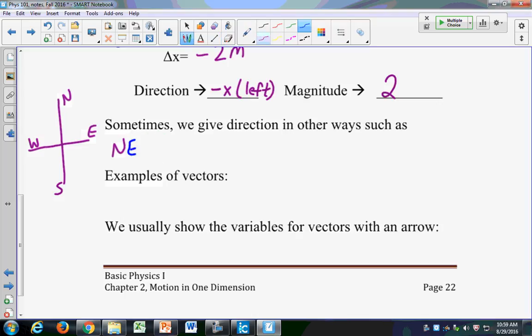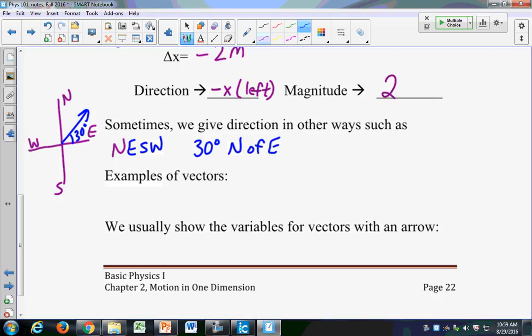So we can do northeast, south, west. We can give cardinal directions. So say, for example, when we see this next chapter, if I have a vector that is, say, 30 degrees in this direction, then we would say this vector is 30 degrees north of east. We'll get into that next chapter. Or if I have a vector over here, we would say it's north of west.